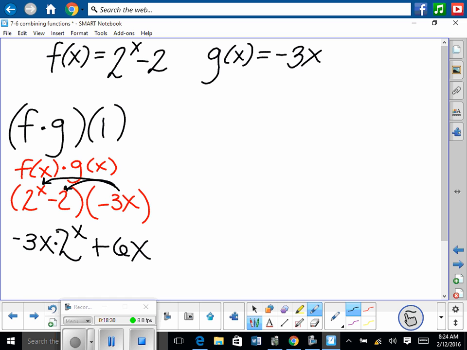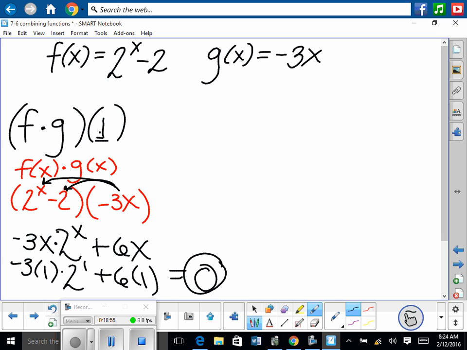We have f times g of x, and now we'll plug in 1. So we'll have negative 3 times 1 times 2 raised to the 1, plus 6 times 1. I'm plugging in 1. So you'll type it into your calculator: negative 3 times 1 times 2 raised to the first, and then plus 6 times 1. You get 0. So that would be our answer.